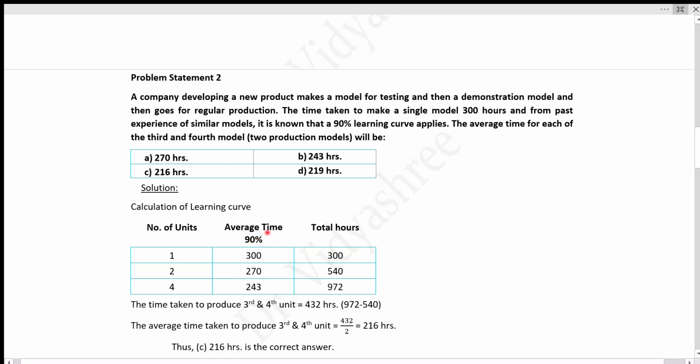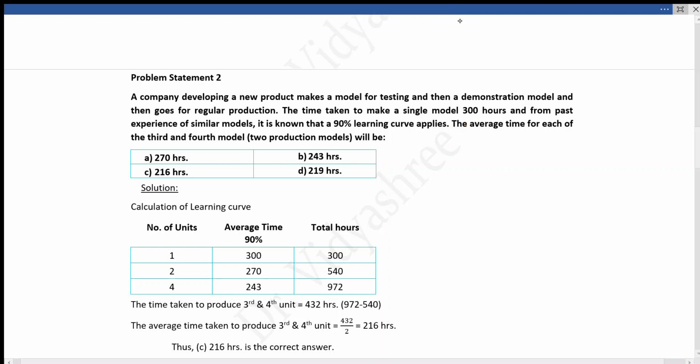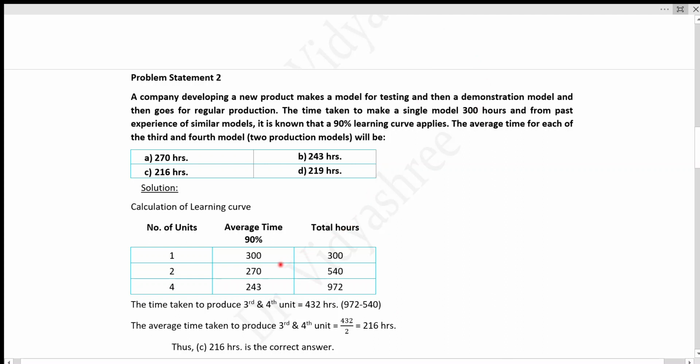Here the learning rate is 90%. So in the question it is given to produce the first model, the time taken is 300 hours. So just write the 300. Then calculate the next subsequent average time. How do we calculate? 300 into 90%, you get 270. Then 270 into 90%, you get 243. Well, the total hours is just multiply these both columns, you get the total hours.